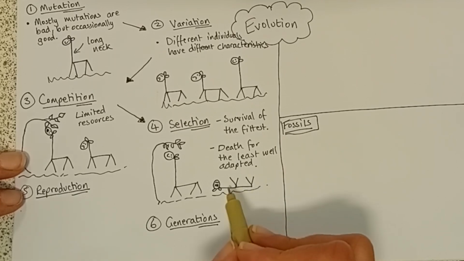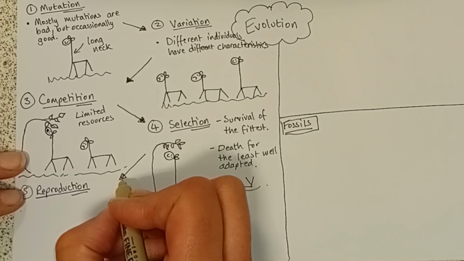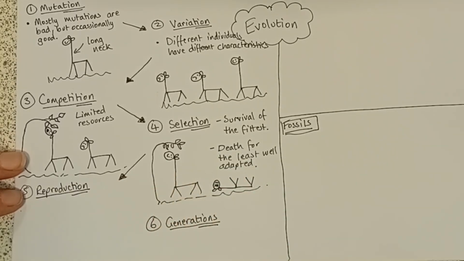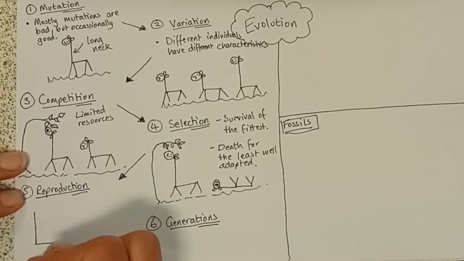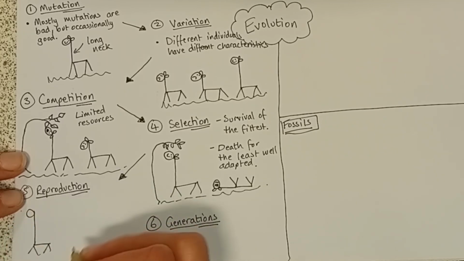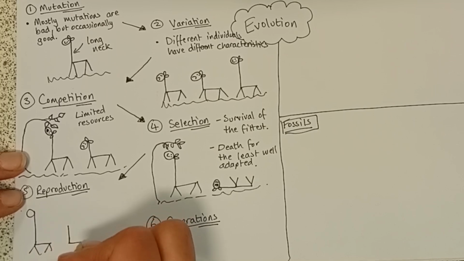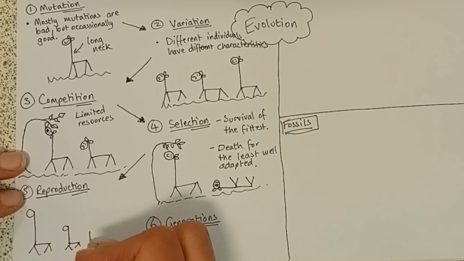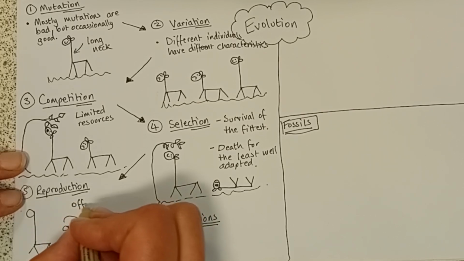And if this short giraffe is dead, and in fact all the short giraffes are dead and only the long-necked giraffe survives, then the long-necked giraffe is more likely to have babies. And so the long-necked giraffe, here he is, or she is more likely to have babies. They're probably going to have babies with the short-necked giraffe, and those babies will show variation. There'll be some long-necked babies and some short-necked babies. So they're the offspring.